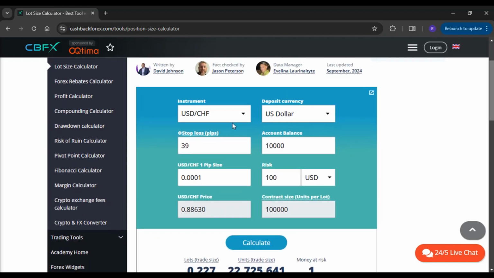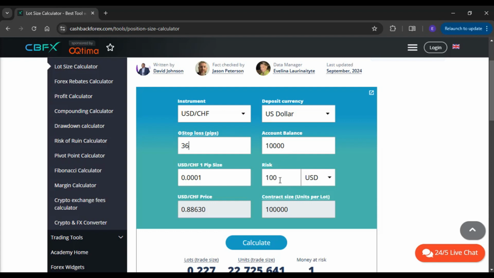Number one, you need to select the currency pair that you want to trade. Then number two, you need to input your account balance. As you can see, the account balance here is already $10,000. So I don't need to change that because the example I'm talking about is me having a $10,000 account. So the stop loss value is 36 pips. So let me change the stop loss value to 36.